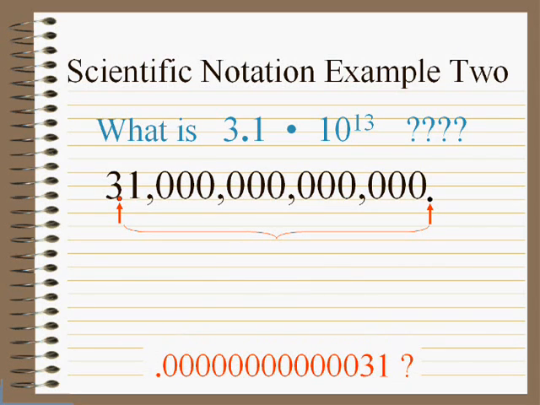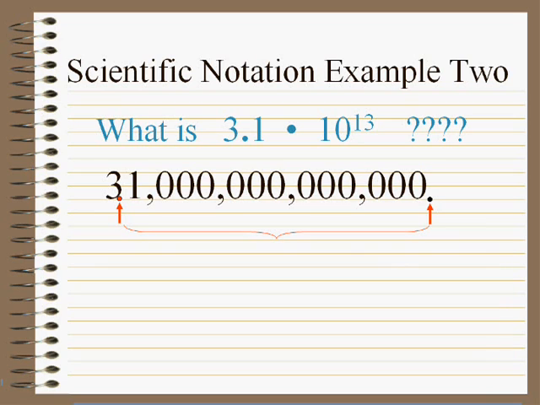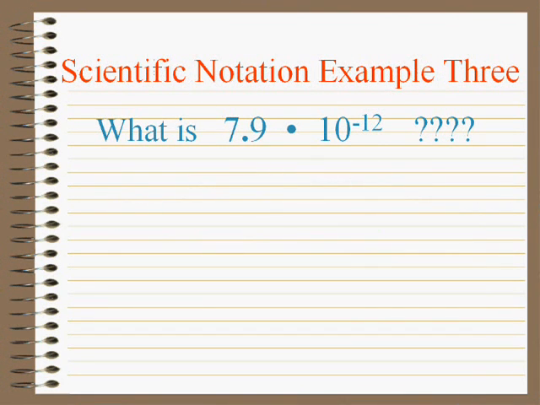It can't be that. While that is 13 places over, that's a very small number. And I want you to remember, don't remember lefts and rights. Remember that positive exponents yield very large numbers. Consequently, negative exponents are going to result in very small numbers.